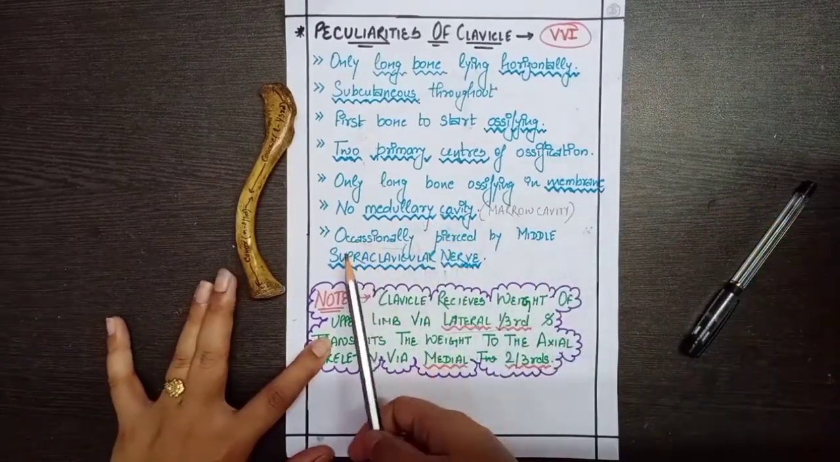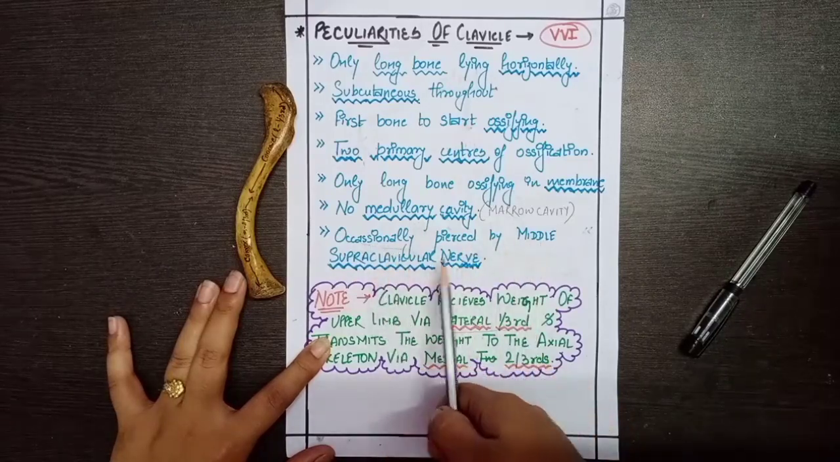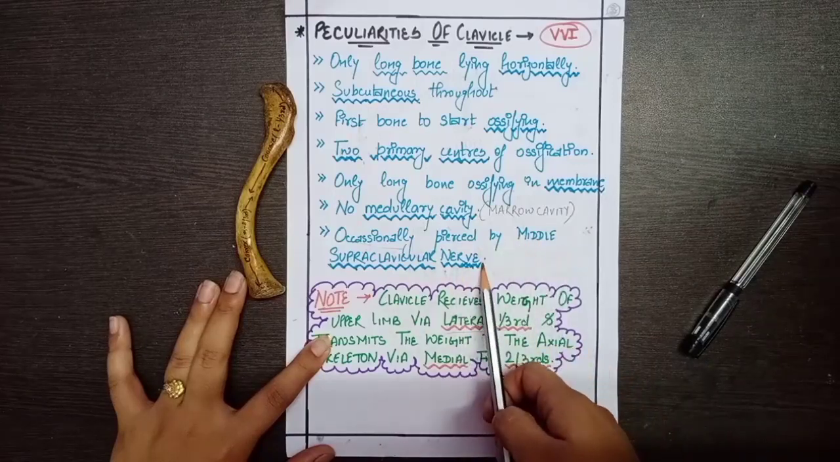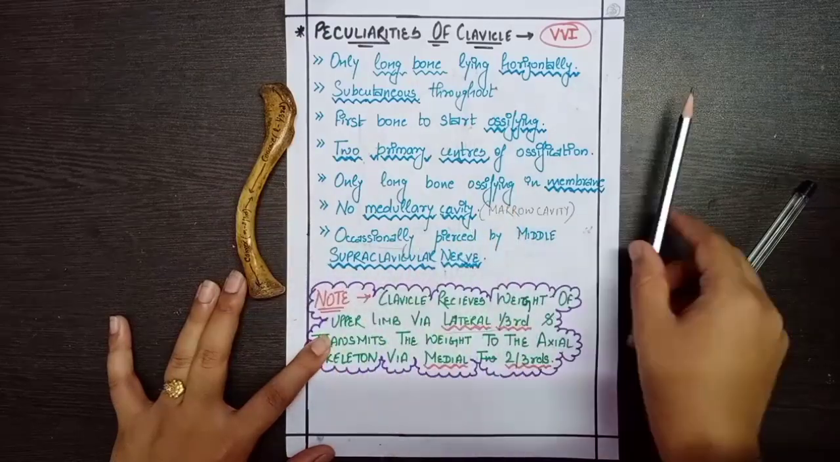The last one is that it is occasionally pierced by the middle supraclavicular nerve. There is a nerve, that is your middle supraclavicular nerve, which occasionally, meaning sometimes, pierces your clavicle bone.